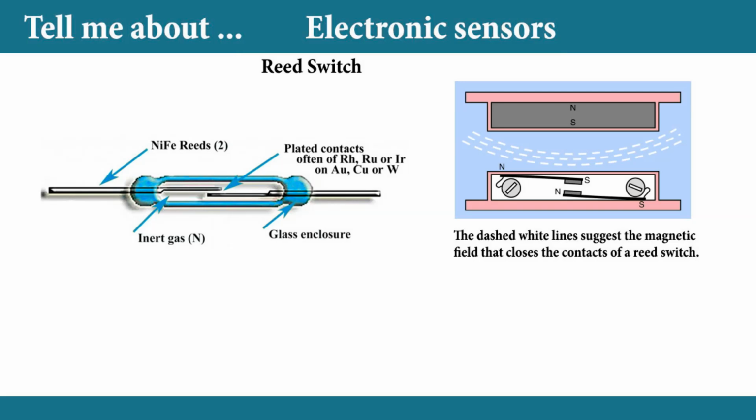The most common everyday application for a reed switch is in an alarm system that is triggered by an intruder entering a building. A magnet in a sealed plastic enclosure is attached to a door or window, while a reed switch in another sealed plastic enclosure is attached to the frame, very close to the magnet.